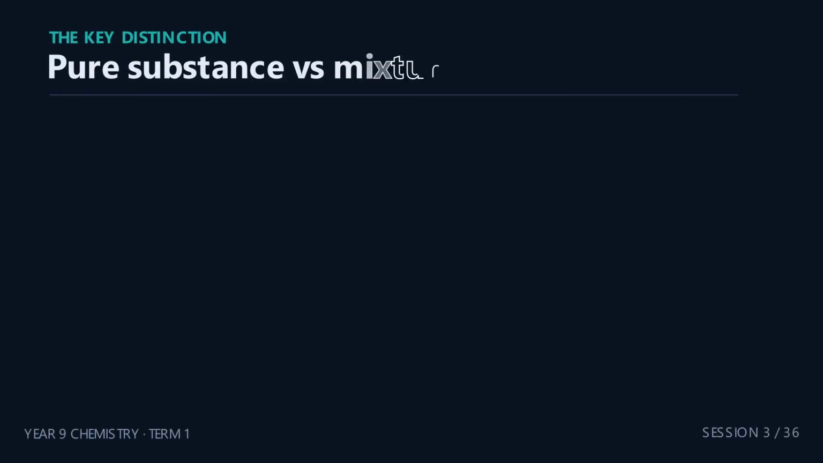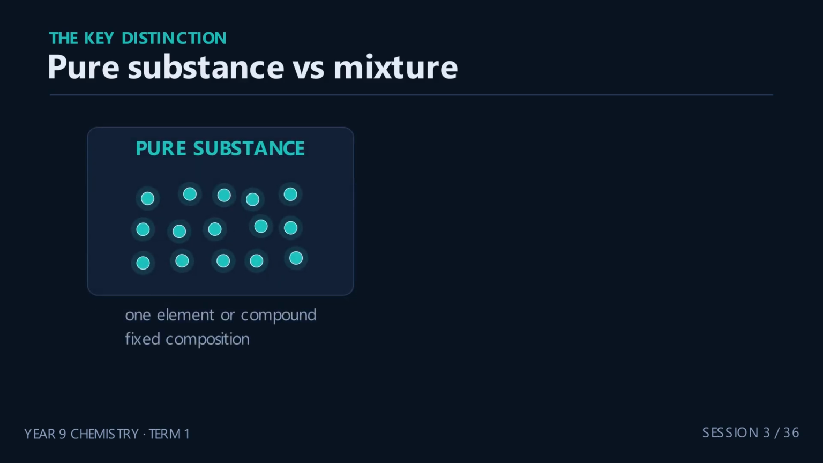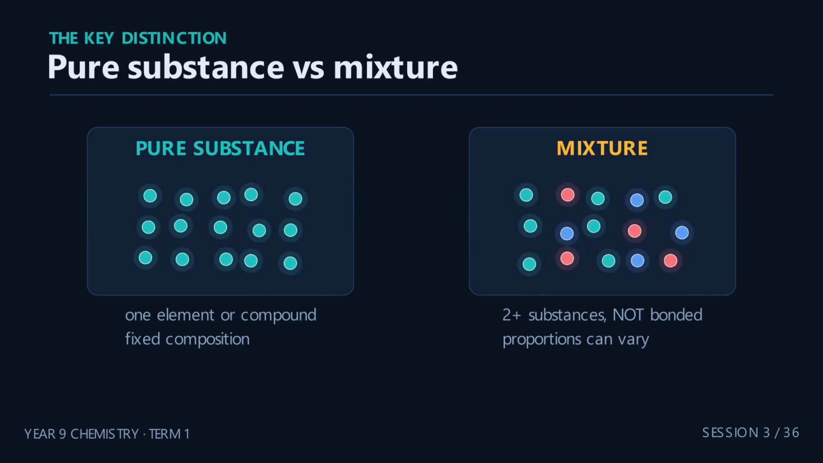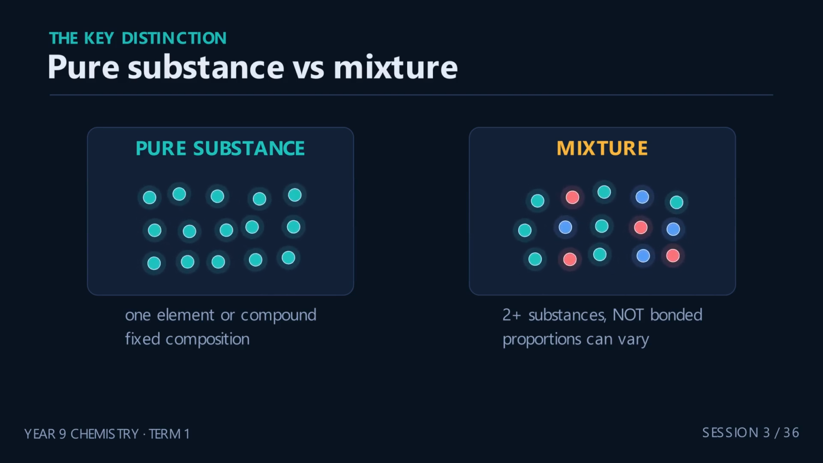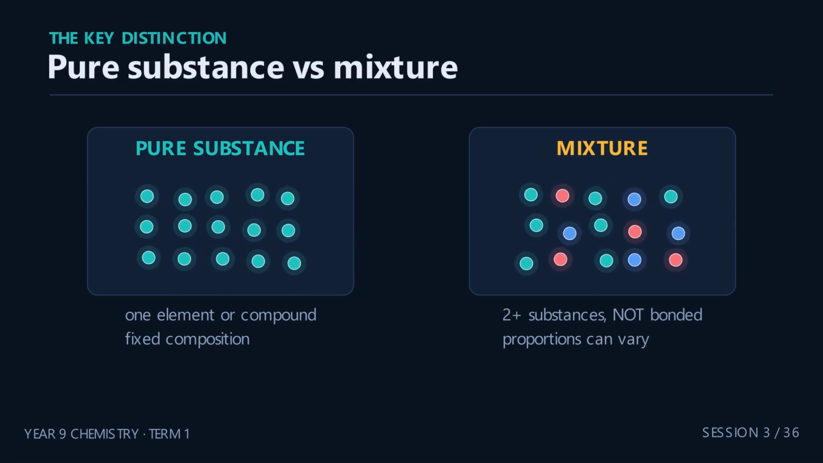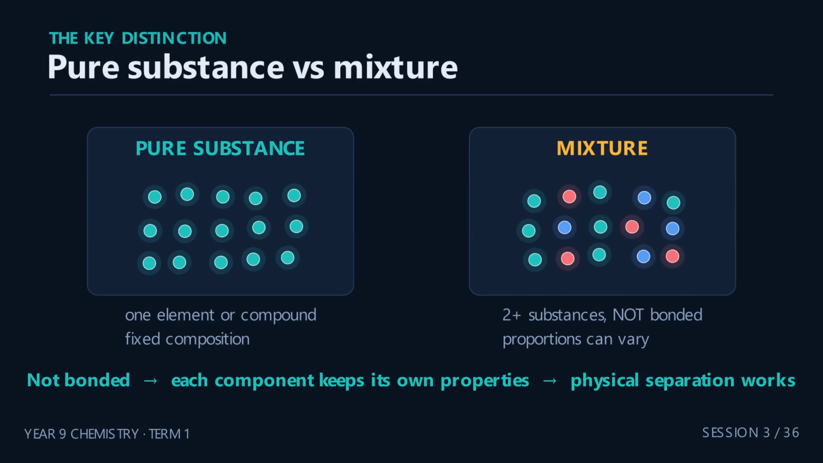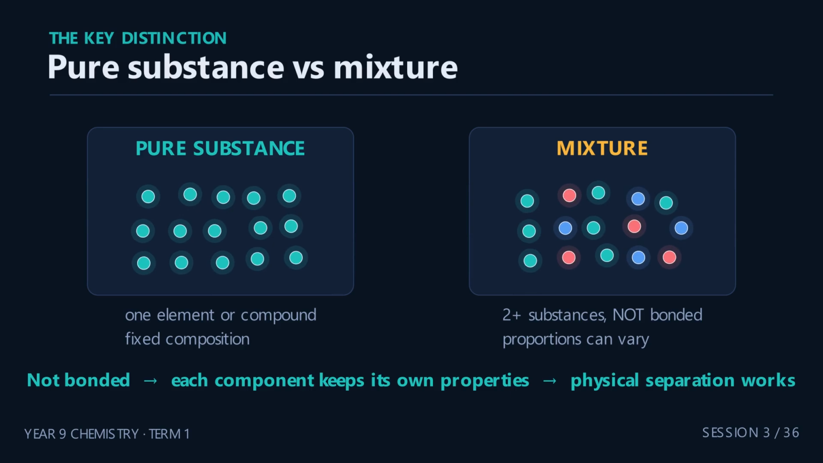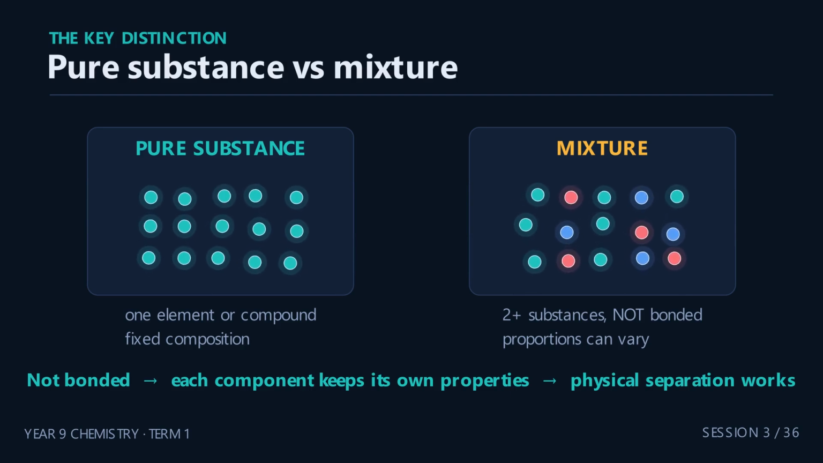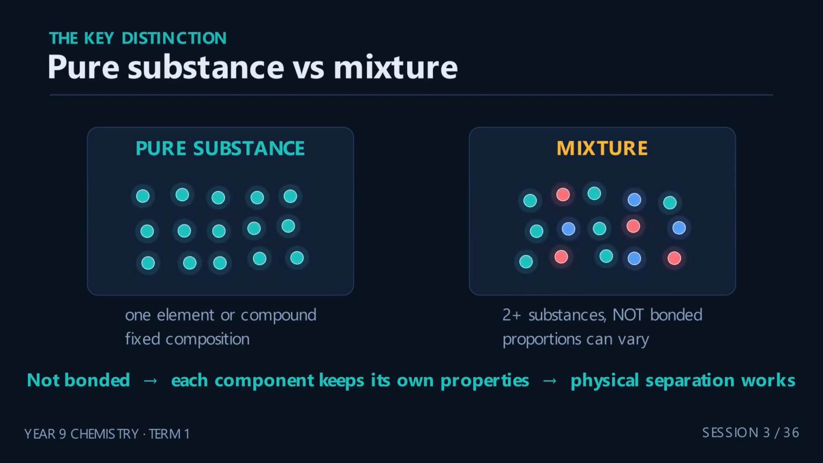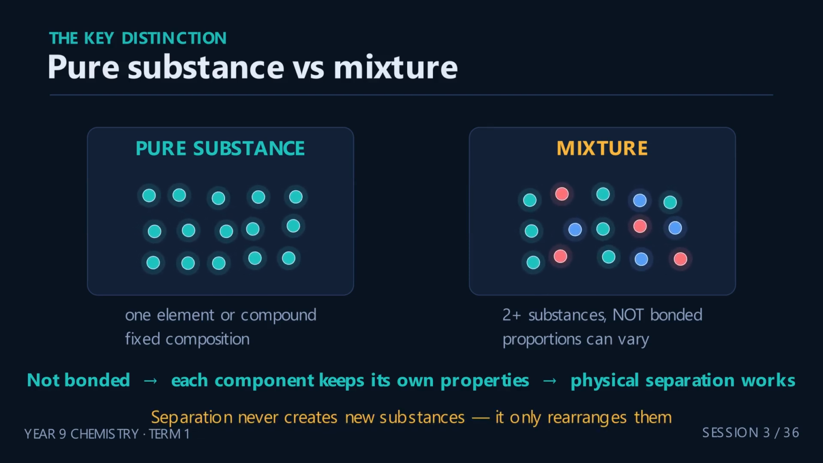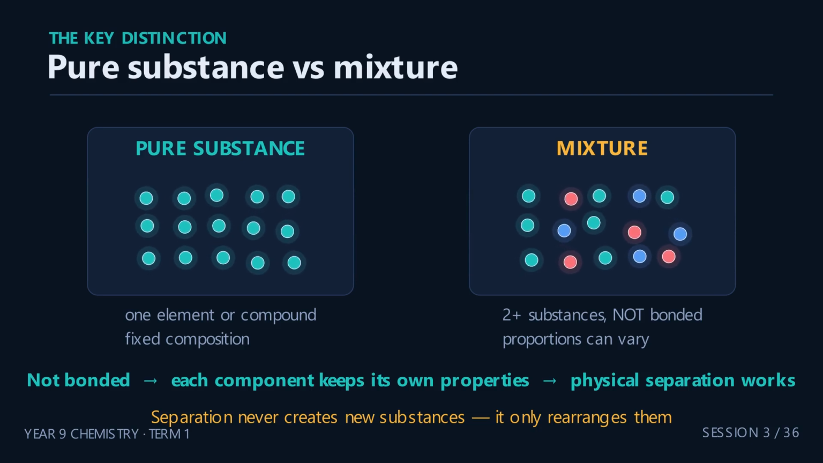A pure substance contains one element, or one compound, only. Its composition is fixed. A mixture contains 2 or more substances that are not chemically bonded to one another, and the proportions can vary. Here is the key idea for the exam. Because the components are not chemically bonded, each one keeps its own physical properties. That is exactly why mixtures can be separated physically. And remember, separation does not create new substances. It just rearranges where the existing substances are found.